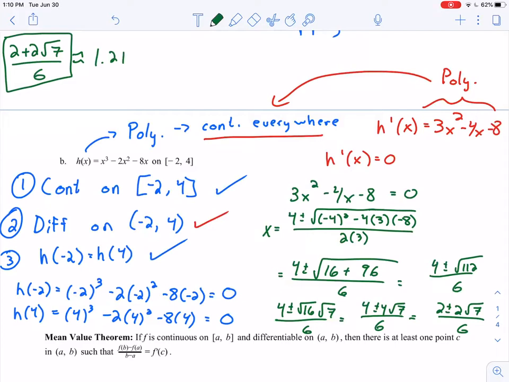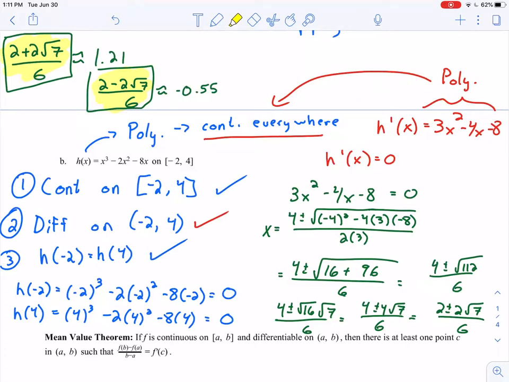I'm going to check the other one as well, 2 minus 2 radical 7 over 6. This time 2 minus 2 radical 7, divide the result by 6. This time I have approximately -0.55. Well, yes, that's also in my interval of -2 to 4. So yes, this is also a point that is guaranteed by Rolle's theorem. So in this case, I have more than one point where I have that horizontal tangent line. It occurs at 2 plus 2 radical 7 over 6 and 2 minus 2 radical 7 over 6.